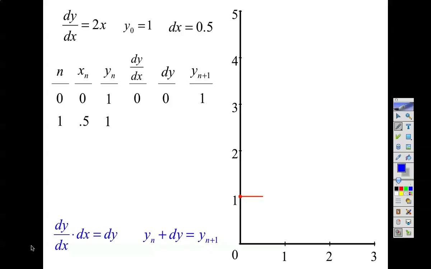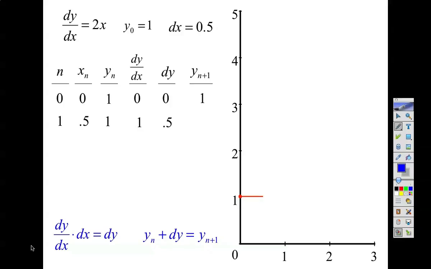So now we're at this point right here, 0.5 and 1. We're going to now calculate the slope. So we come back to our differential equation. We put our 0.5 right in there for x. We get what? 1. So our slope at this point now is 1. So we're going to pretend that the graph has a slope of 1 right now for a little while.